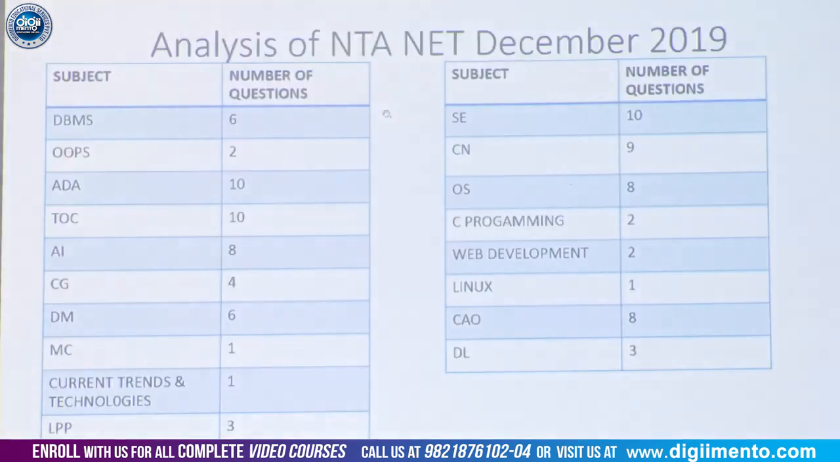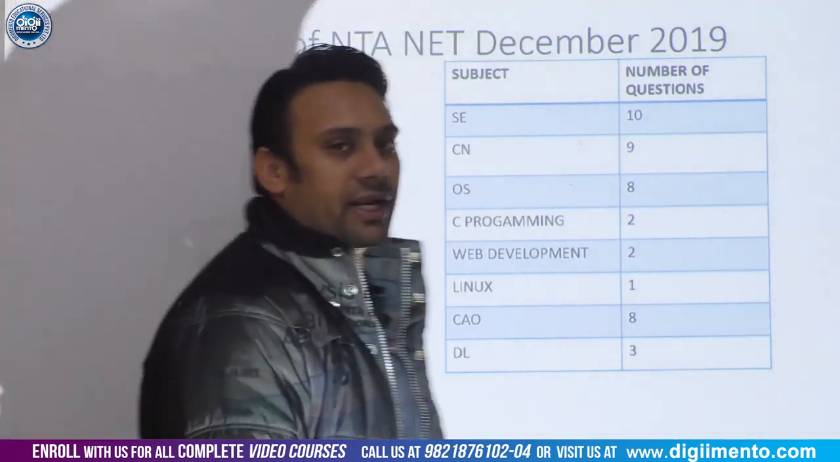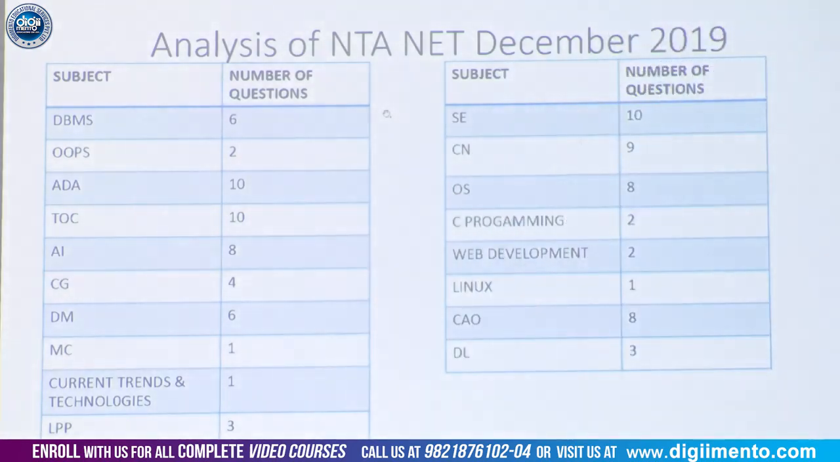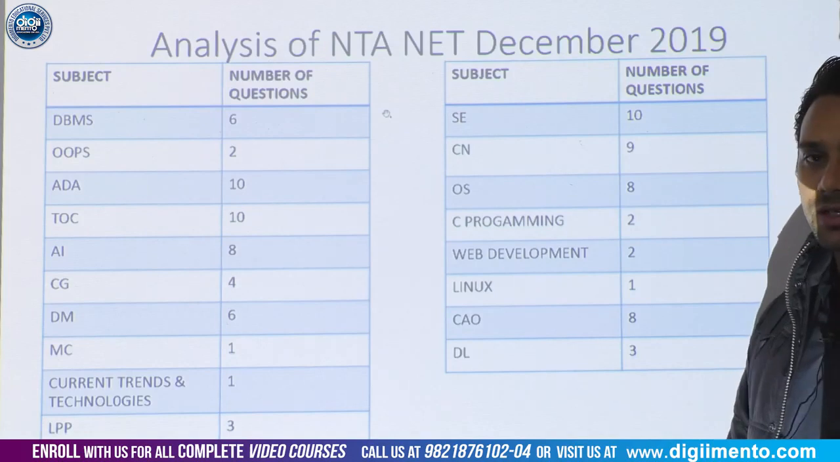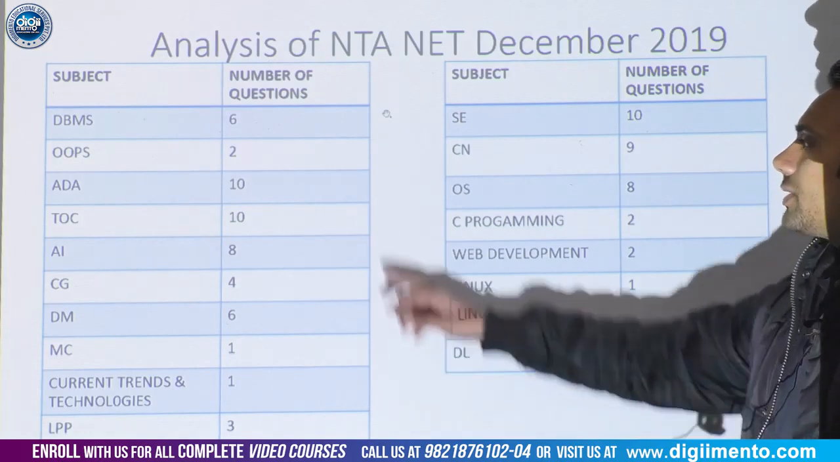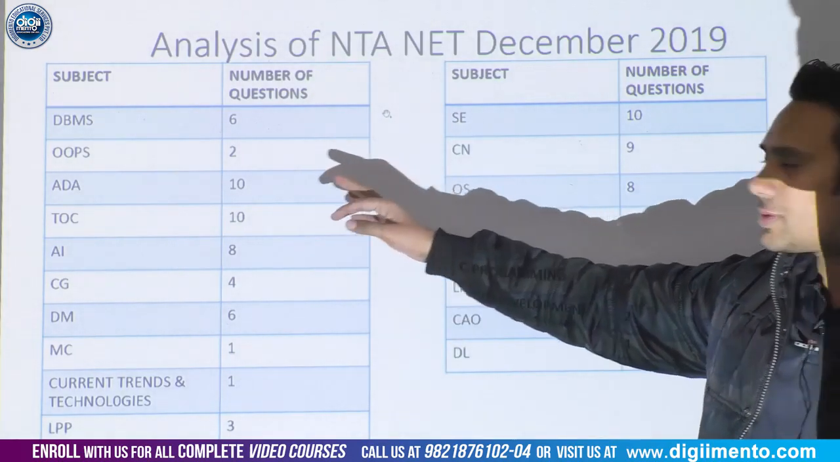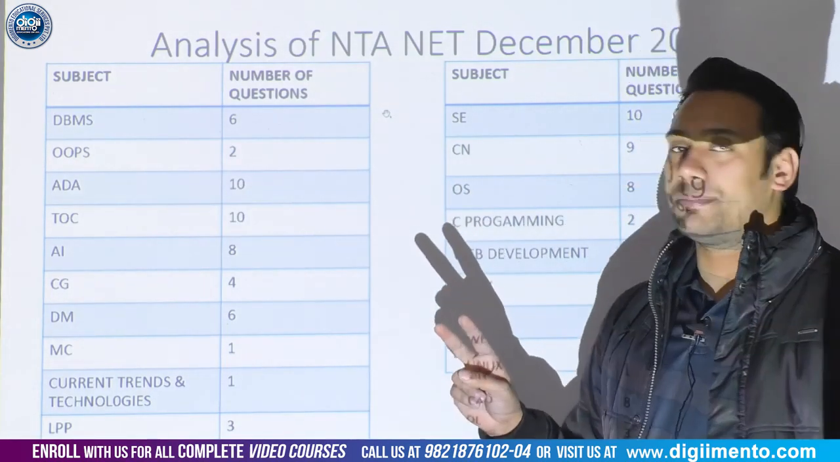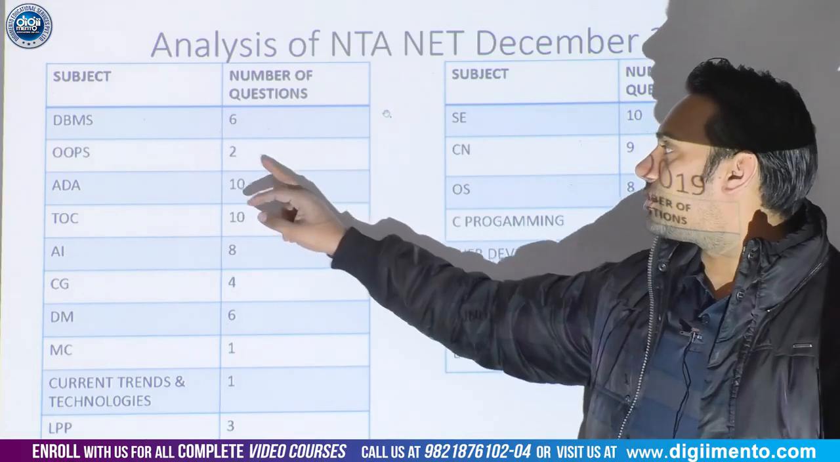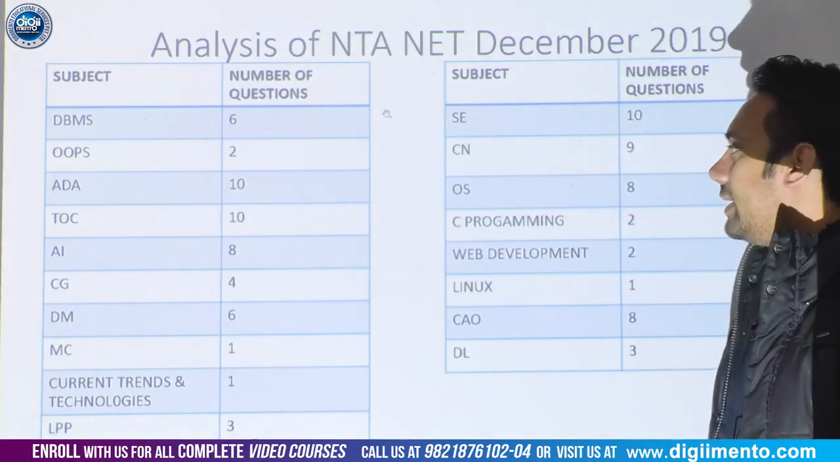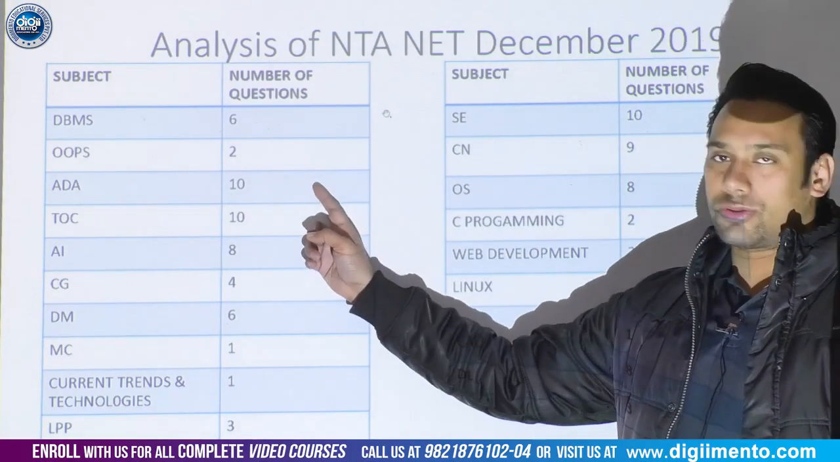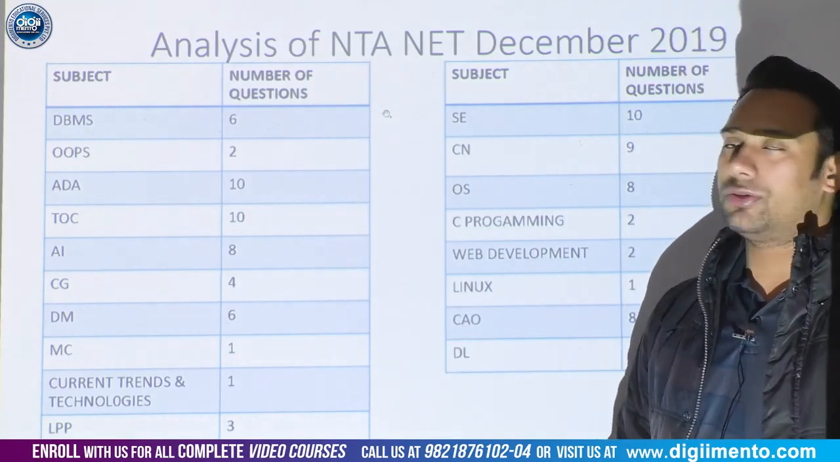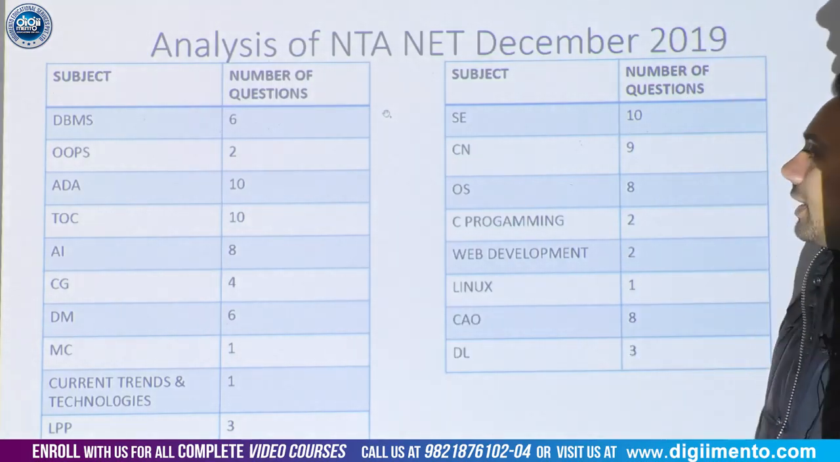So here you can see this is the analysis of December 2019. So in December 2019 from database management system DBMS, the total number of questions we got is around 6. From object oriented programming language, that is OOPS, here there was one question from Java and one question from C++. So you got 2 questions from OOPS subject here. Then from ADA you got 10 questions. From theory of computation you got 10 questions in December 2019.